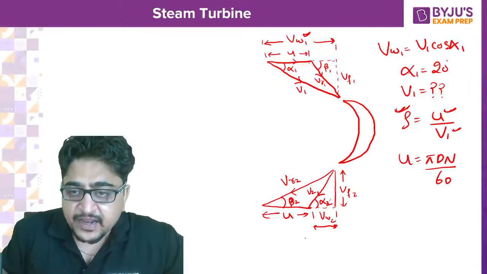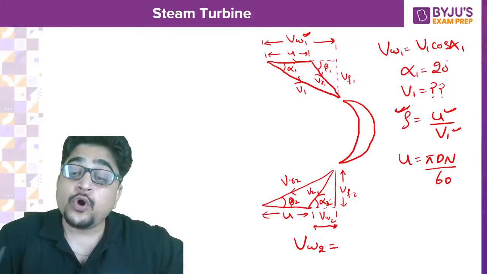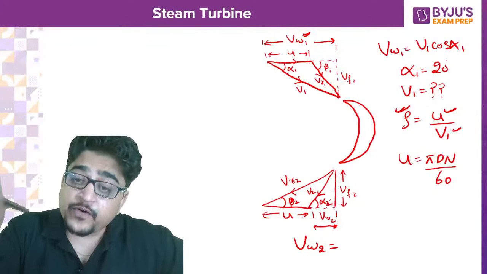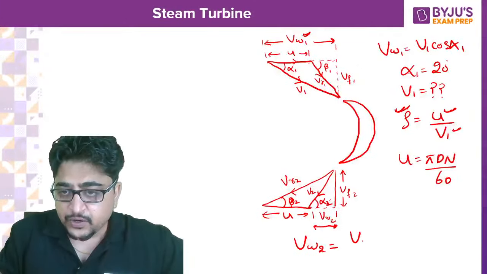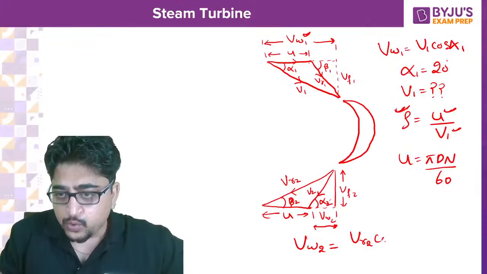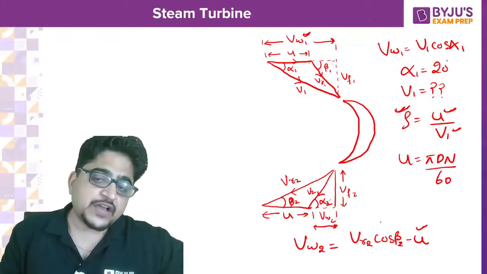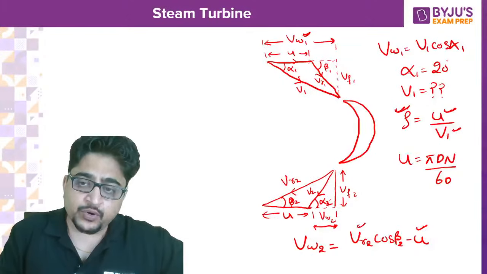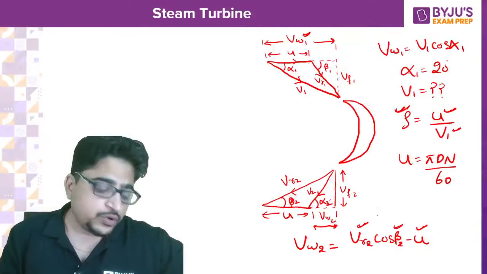Can I write it like this? VW2, go in reverse. Always go in reverse. Whatever you have to find, just write this one. VW2 is equal to VR2 cos beta 2 minus U. I know the value of U, which I have already calculated, but I don't know the value of VR2. I don't know the value of beta 2.